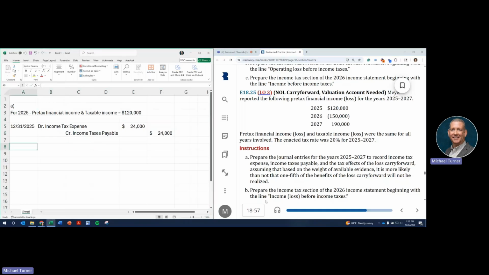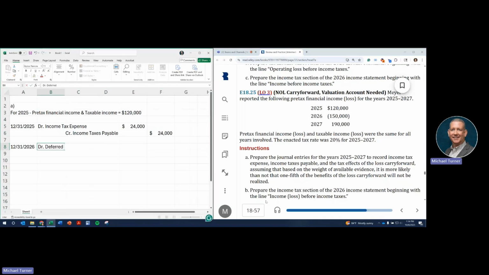Now let's move down to 2026. And here we have a loss this year. As it says in the table, for 2026 we had a loss of $150,000. So this is going to create a deferred tax asset. We do not have to pay taxes, so the entry we made in 2025, we will not be making for 2026, since we have a taxable loss of $150,000. As we know, a loss results in a deferred tax asset, meaning we may be able to save taxes in the future by the benefit of the carry forward.